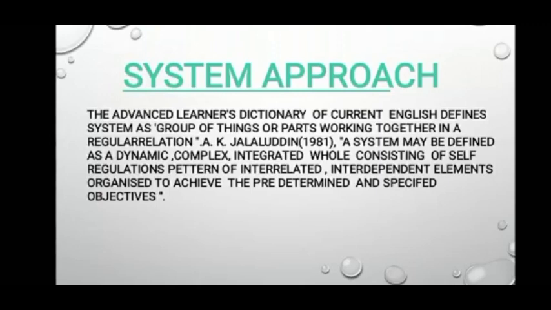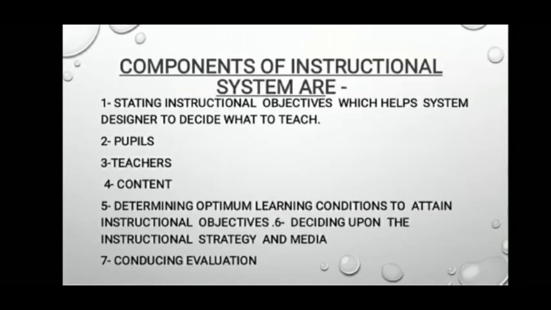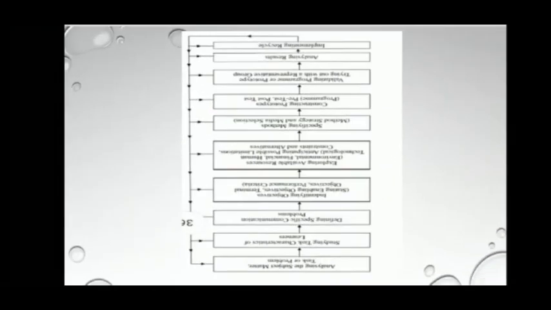Now, there are some components of the system approach, which are stating instructional objectives, which help system designing to decide what to teach, pupils, teachers, content, determining optimum learning conditions to attain instructional objectives, deciding upon the instructional strategy and media, and conducting evaluation. Now, here is a flowchart of the system approach, which is given here.